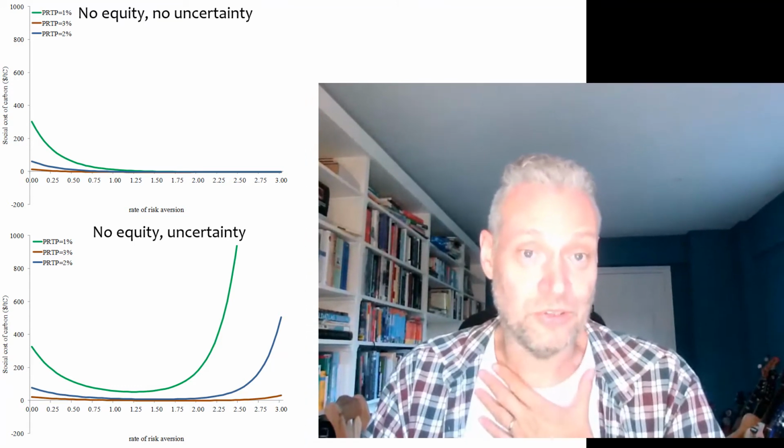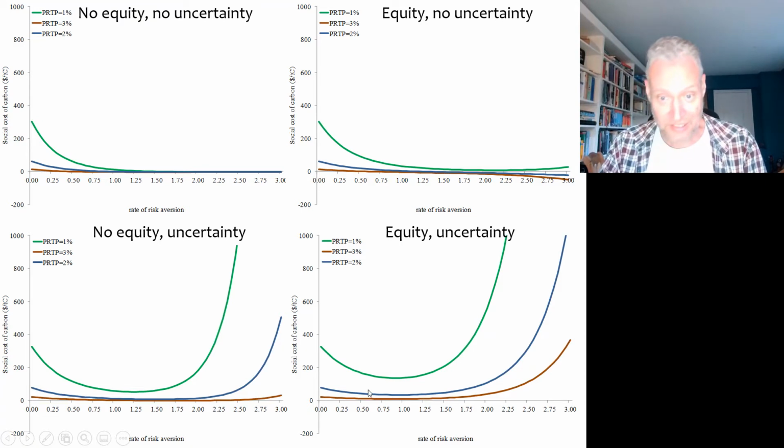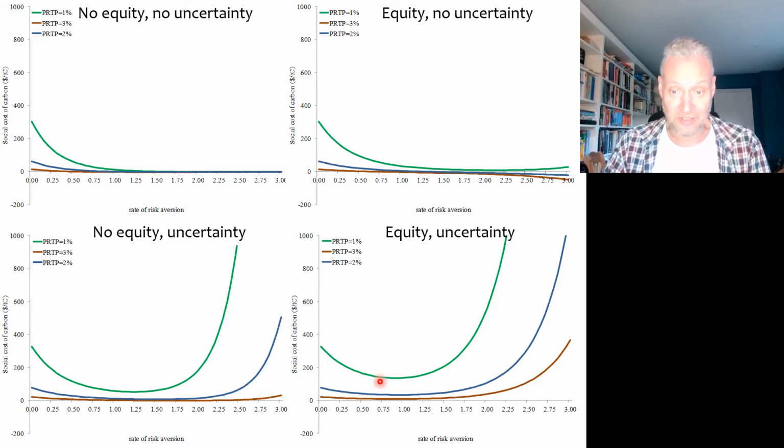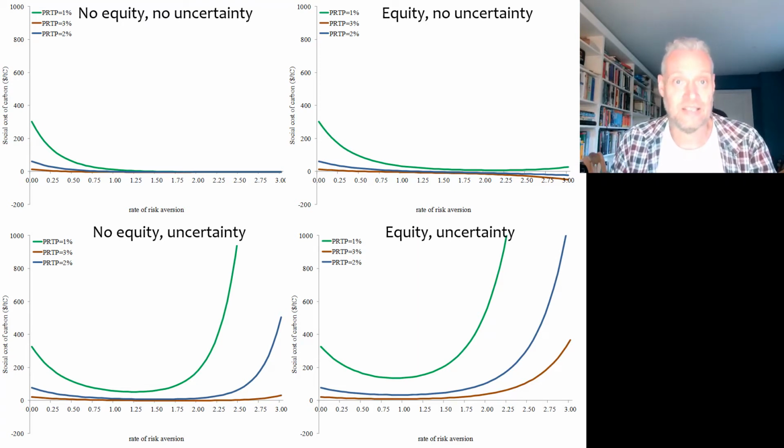Now, let's do everything together. We reintroduce equity into the analysis. We still have an ambiguous relationship between the curvature of the utility function and the social cost of carbon. That hasn't disappeared. What you actually see is that the equity weights considerably raise the social cost of carbon. Actually, the difference between this graph and this graph is smaller than the difference between this graph and this graph. So equity weights and uncertainty reinforce one another, have a synergistic effect. So that is one thing you see.